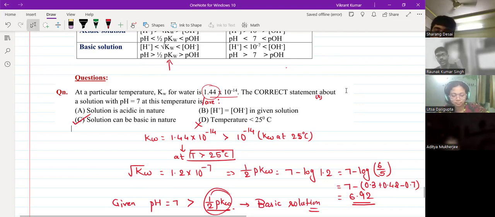Is it okay? The mindset of seeing pH 7 and calling it neutral, that is not right. We need to be careful about the temperature, particularly if they have given you the temperature or they have given you the value of Kw. So we need to be careful about that. I'll give you one more question and then we'll close this one.